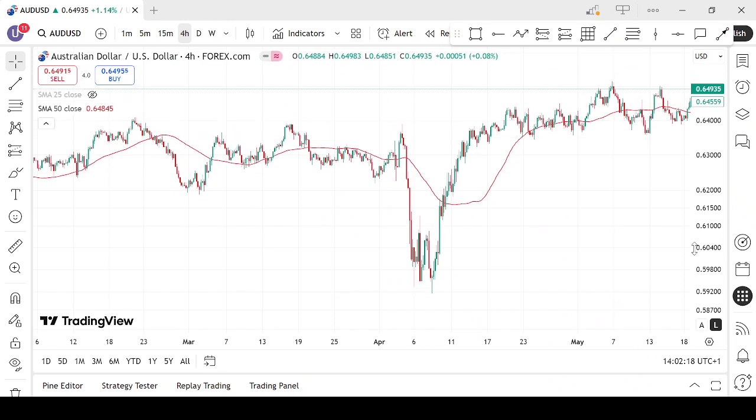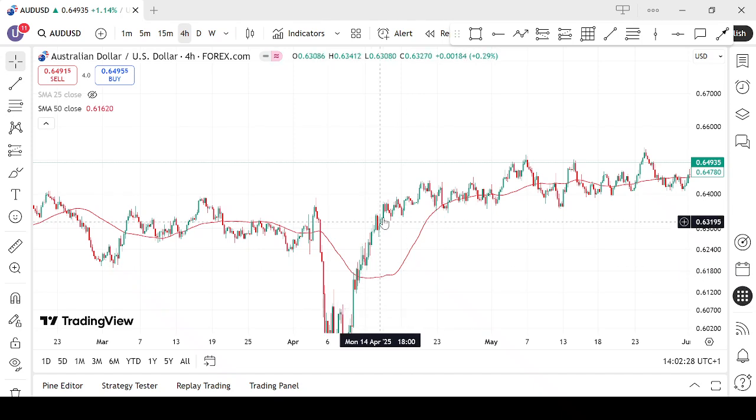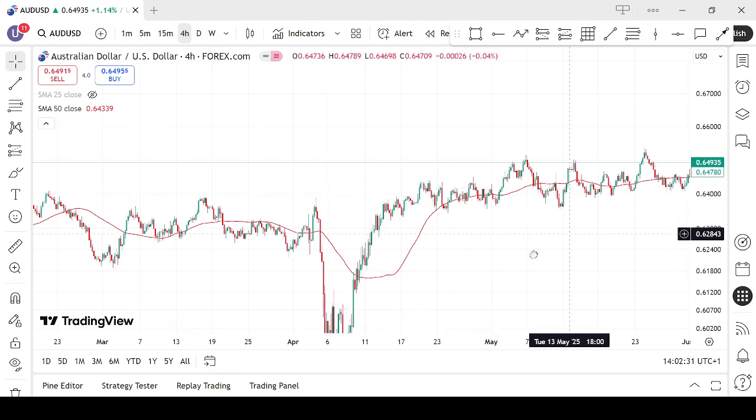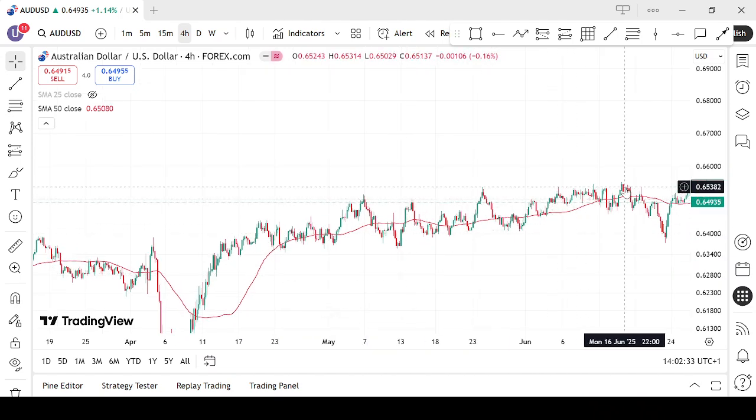The key is when the price is trading above the 50 period moving average line and it is sloping to the upside, it means that price will be going to the upside. As you can see, it kept on going to the upside.